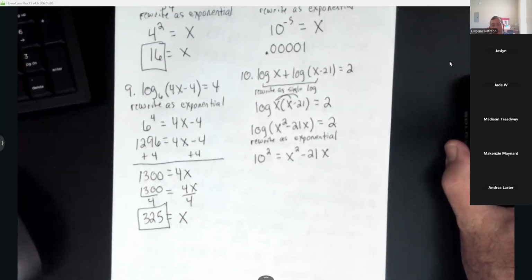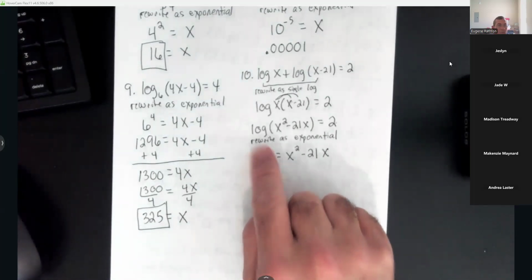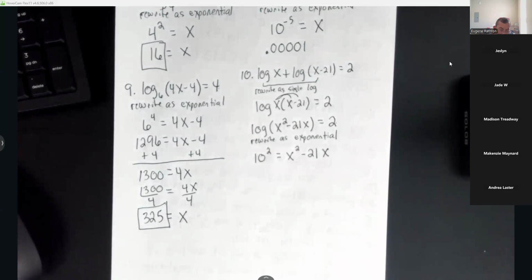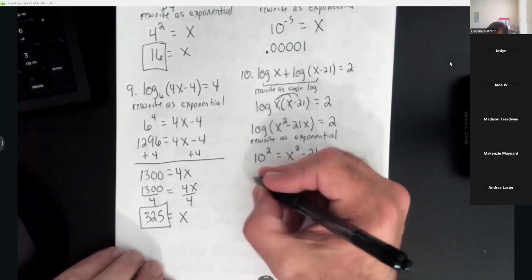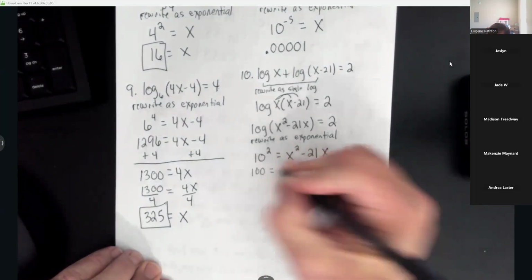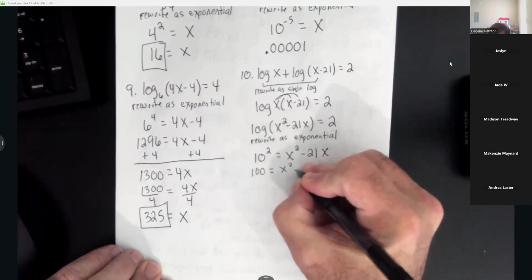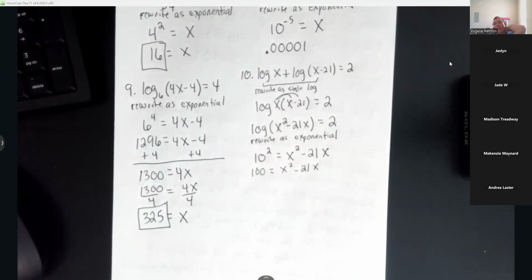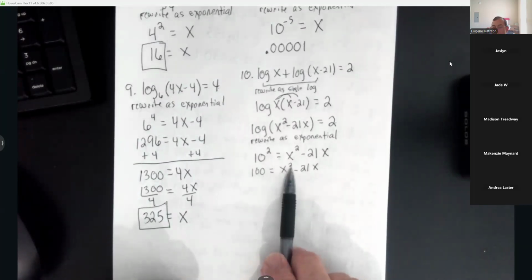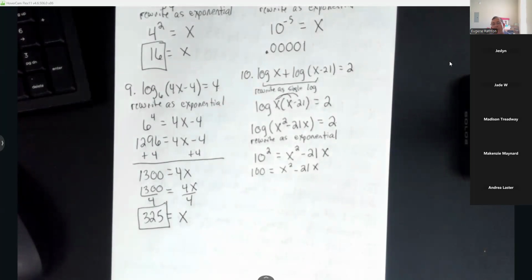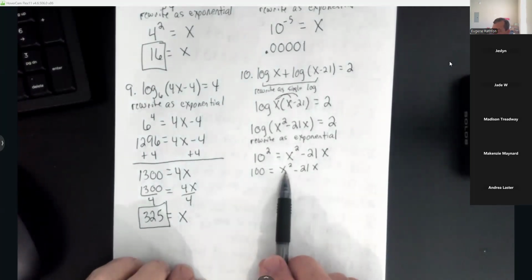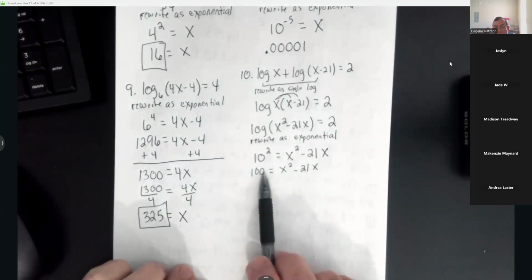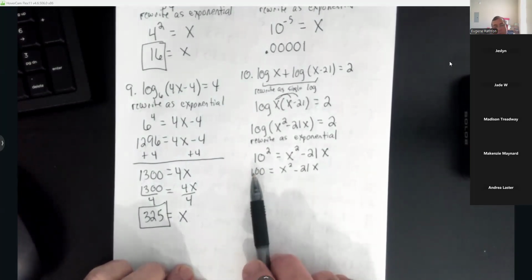So y'all, let's do the next step. What does 10 squared equal? So that's a 100. So I got 100 equals x squared minus 21x. So y'all, here's the thing on this one. You got an x squared on this. This one is quadratic since we got that x squared on it. And we learned to solve quadratic equations, we need everything on one side equal to 0.